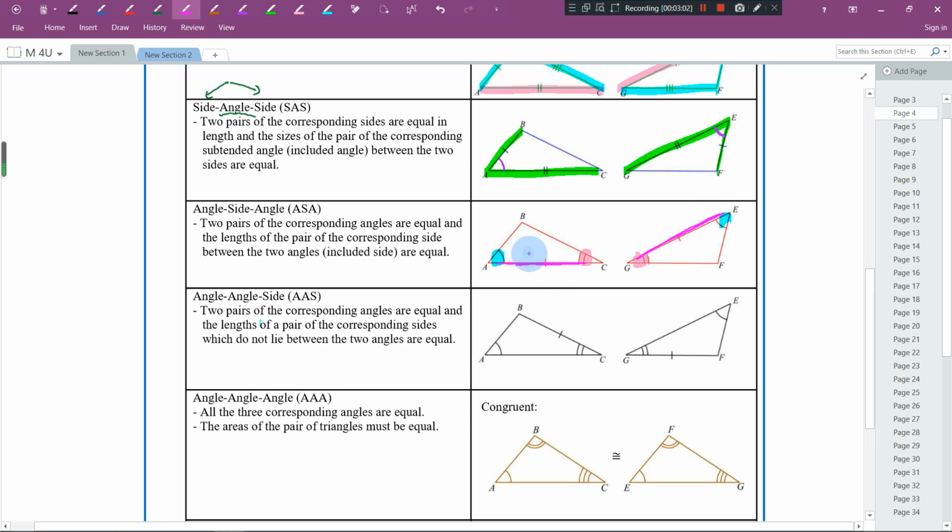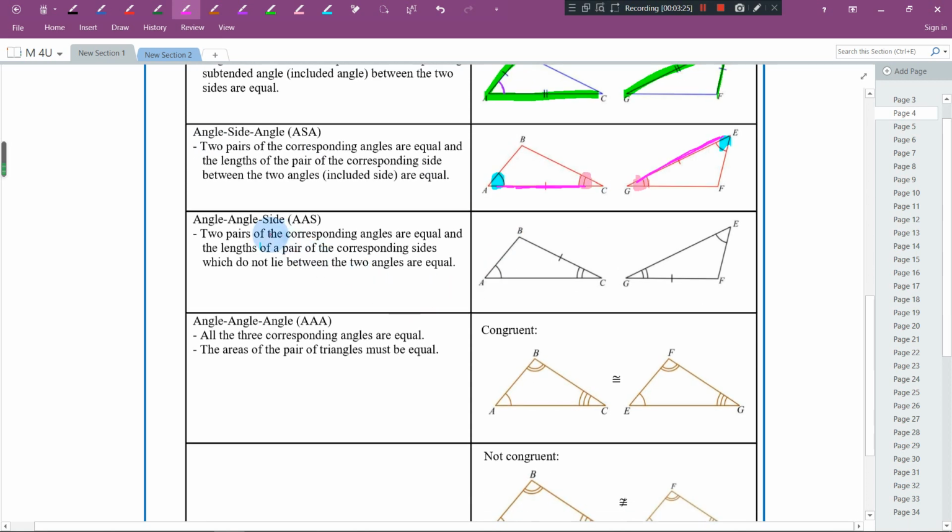So once we have this information, two pairs of corresponding angles are equal, and the included sides are equal in length, we can make a conclusion that these two triangles are congruent. We call this property angle, side, angle. Okay, let's proceed to the next one. Angle, angle, side.